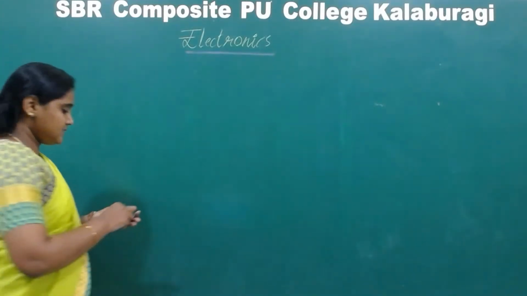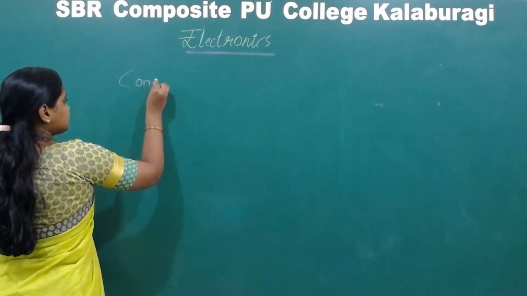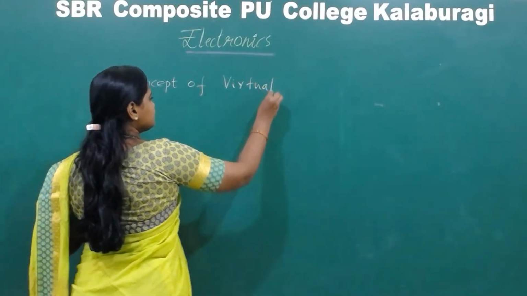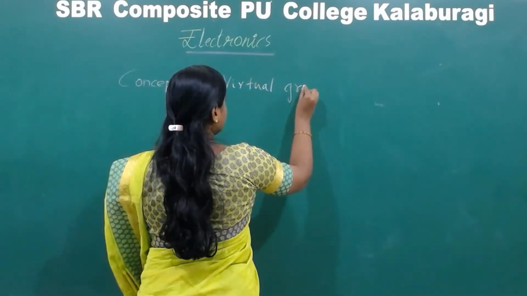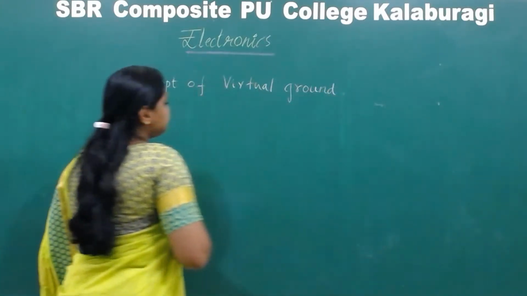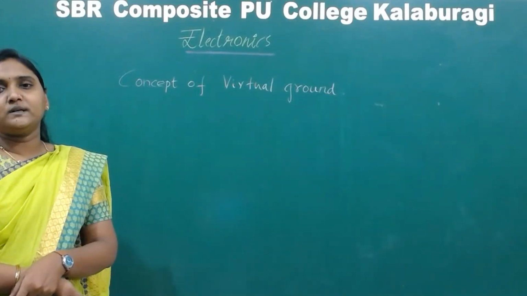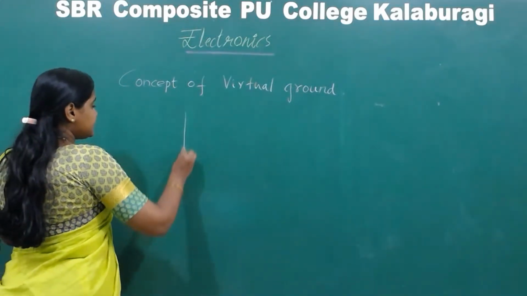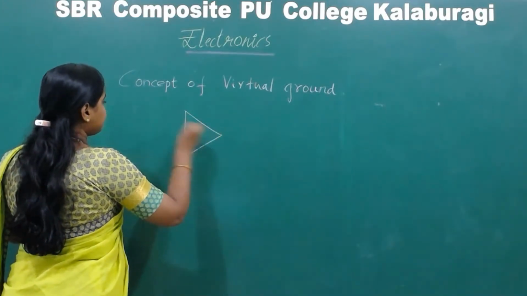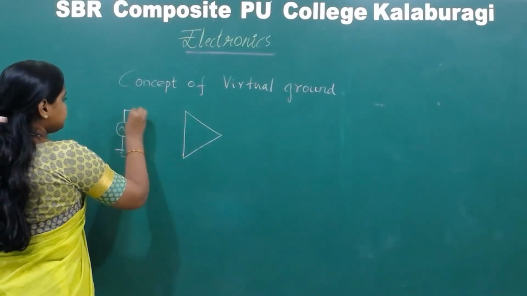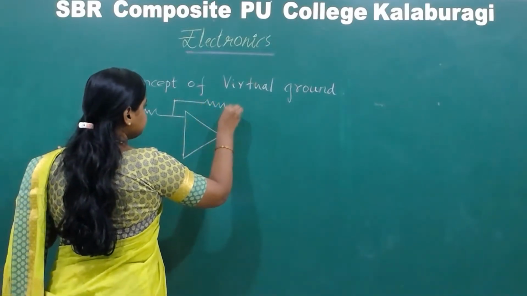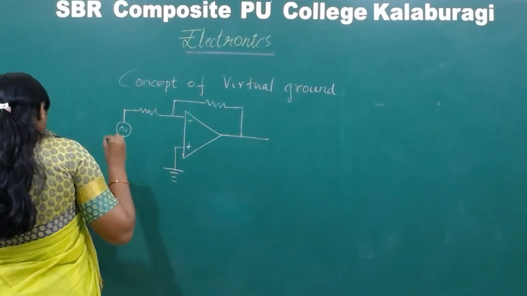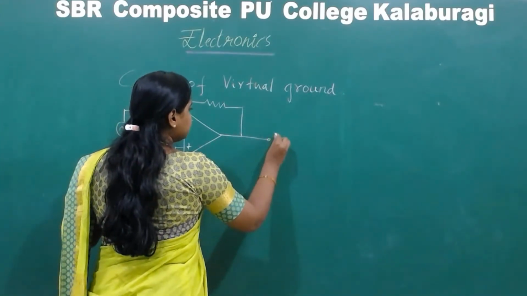Now, the next topic I will be discussing is the concept of virtual ground. First thing, the concept of virtual ground is only applicable to the inverting amplifier. It is only applicable to the inverting amplifier. Okay. So I am considering the circuit. The signal is applied. The feedback is taken. And the non-inverting terminal is at ground.